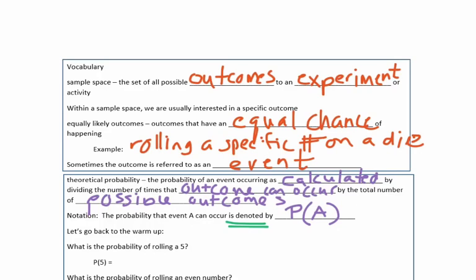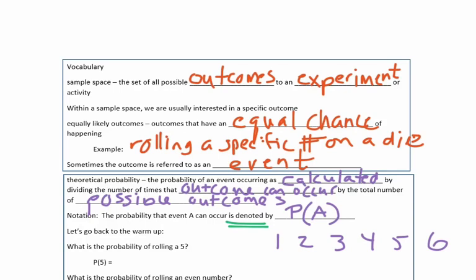So let's talk about the probability of rolling a 5. In the example of rolling a die, you could roll a 1, a 2, a 3, a 4, a 5, or a 6. So that is the sample space. You might be asked to list the sample space. That's what you would be asked to do: 1, 2, 3, 4, 5, or 6.